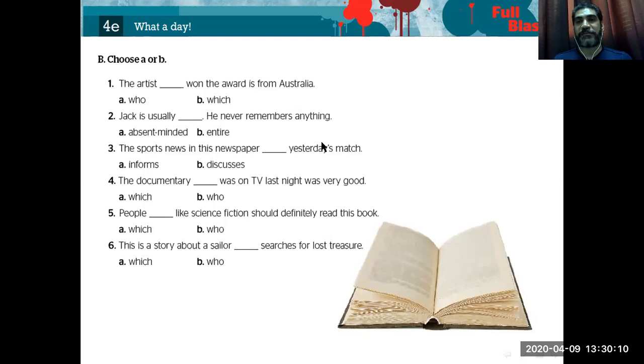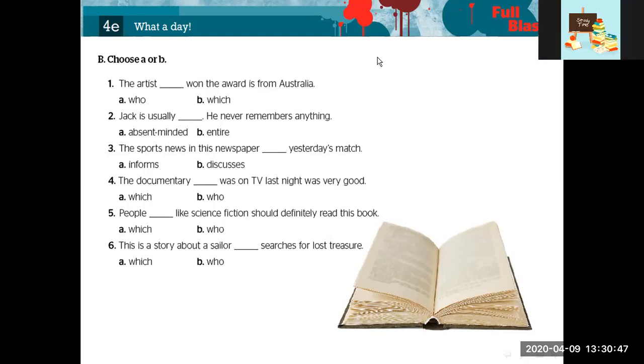This exercise is about using the grammar of the lesson. No new grammar in this part in module 4E. No new grammar, but we can revise the 2 parts of grammar we studied in the last lessons. Number 1, you can answer number 1. Okay, Fawzi, read number 1.